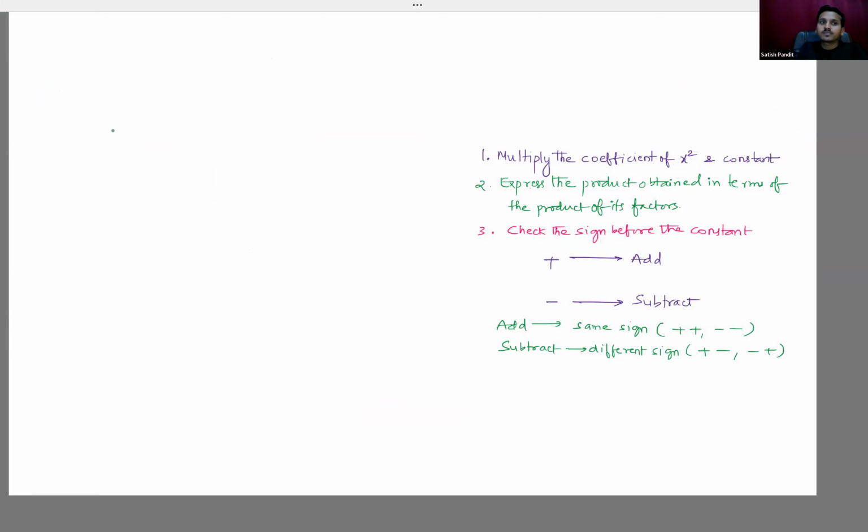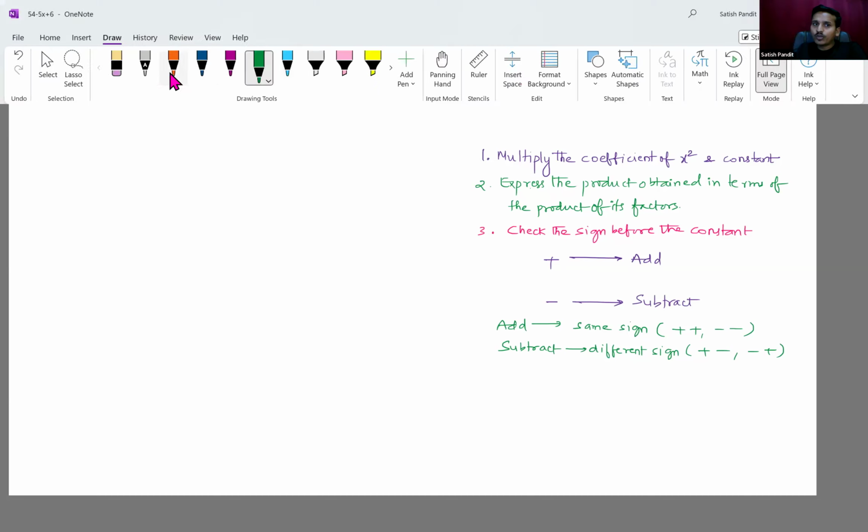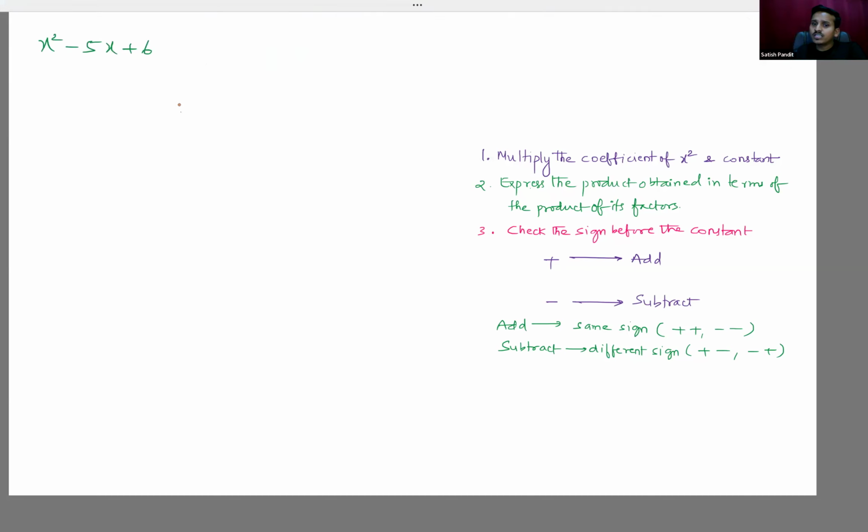Suppose I have x square minus 5x plus 6. What do we do? We have to multiply the coefficient of x square and the constant. We get 6. We have to express this as 1 into 6, 2 into 3, 3 into 2. We stop. We check the sign before the constant. We have to add to get minus 5x. Add means same sign. And because we want minus, during addition, both the numbers should be negative. Then only we can get minus.